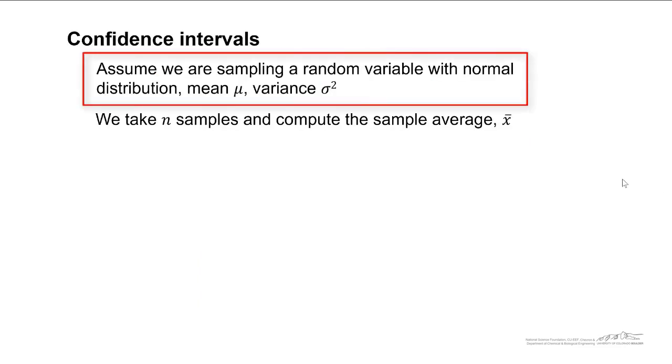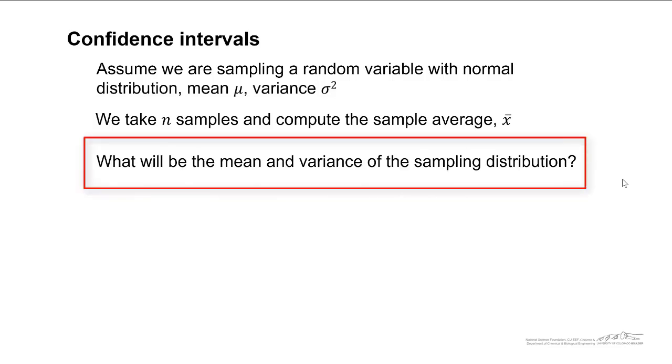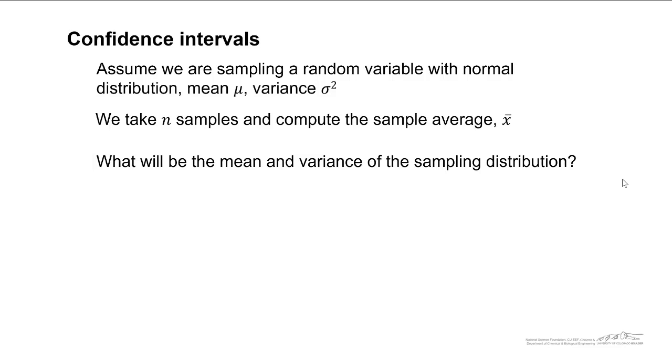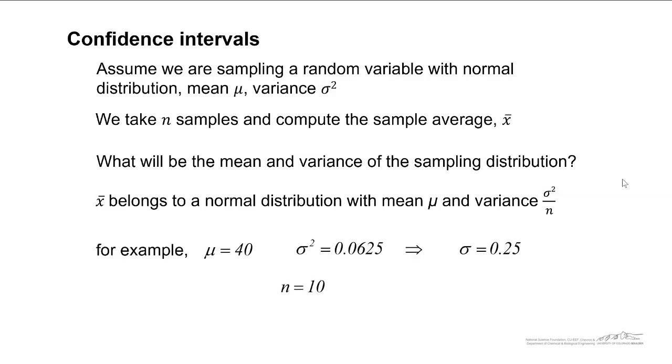Let's start out by assuming we are sampling a random variable with normal distribution, mean mu, and variance sigma squared. These are the actual population parameters. We take n samples and compute the sample average, that's x bar, and you know how we would determine the mean and variance of the sampling distribution. So what are the mean and variance of the sampling distribution? That's right, x bar belongs to a normal distribution, the sampling distribution, with mean mu and variance sigma squared over n.